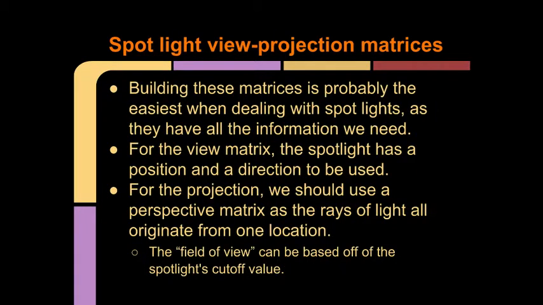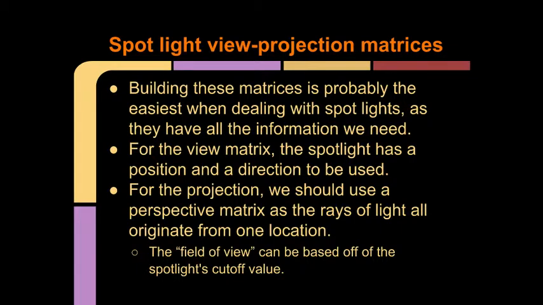Building these view projection matrices will be slightly different for each type of light, due to what information is available to us. Creating these matrices is probably easiest for the spotlight, at least in my opinion, as the spotlight has all of the information we need readily available. For the view matrix, we have both a position and a general direction defined by the light. For the projection, we will use a perspective matrix, as we know the light rays are supposed to originate from one location and fan out in all directions.